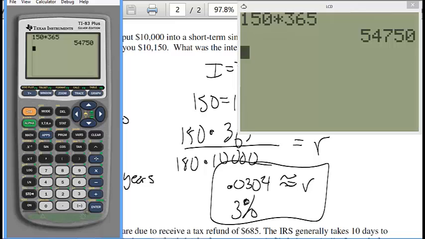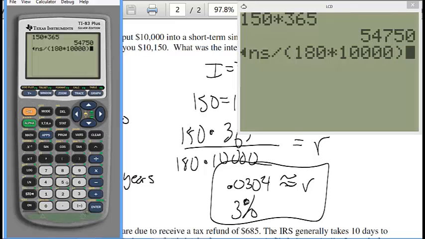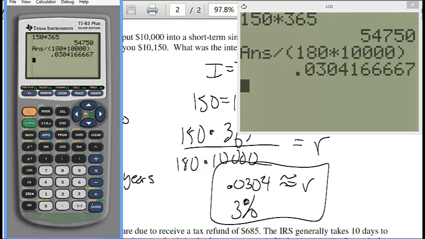I'm going to divide it by, and I want the calculator to understand that the 180 times 10,000 goes together in the denominator. So 180 times 10,000. Alright, so with the parentheses, the calculator will multiply first and then divide by whatever it gets. And that matches what we got in class.